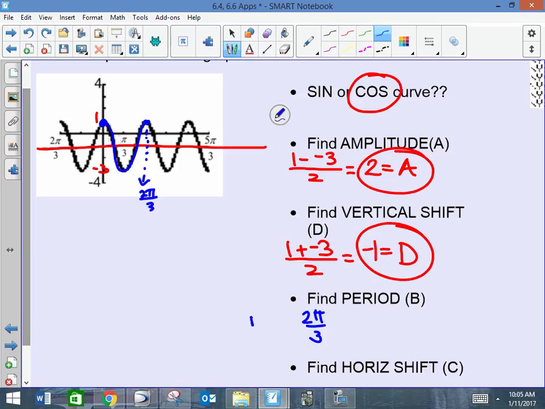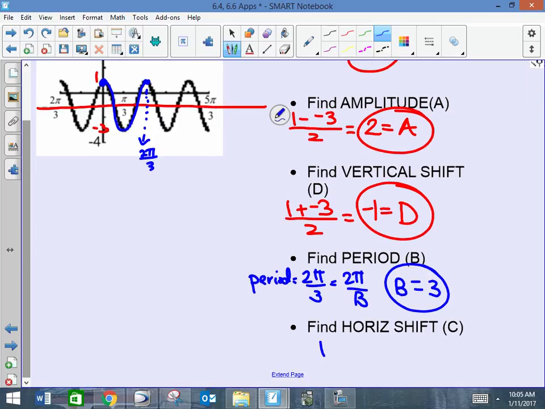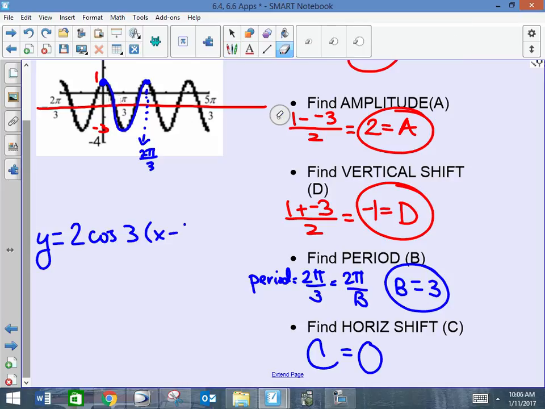Okay, and my period equals 2 pi over b. So b is clearly 3. Okay, I'm sure I just changed colors, but anyway. All right, my horizontal shift. The reason we chose cosine is so it didn't have a horizontal shift. So C equals 0. All right. What's my equation, Miss Connie? Oh, sorry. Very good. Okay.